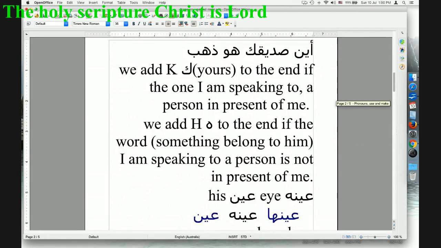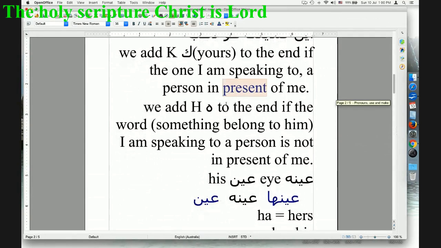This person here, remember, I'm speaking to him, he is in the present. He is not far away. He is not in a distance. He is in front of me. I'm speaking to him directly. In the case of female, we add ha or h at the end of the word, and that word presents anything belonging to you, as an object or a person: sister, brother, car, house, anything.